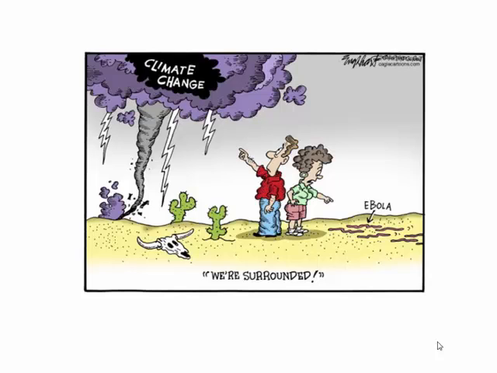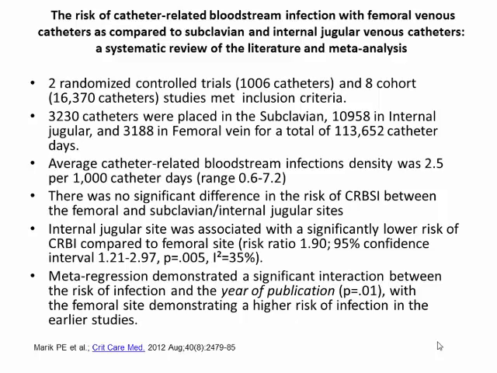So I have a couple more analyses. So this was an even bigger one. This compared bloodstream infection in femoral catheters compared to subclavian and internal jugular. So 2 randomized controlled studies and 8 cohort studies met criteria. So all those catheters are placed: about 3,000 subclavian, 10,000 in IJ, and another 3,000 femoral vein, for a total of 113,000 catheter days. So the average CR BSI density was 2.5 per 1,000 days.